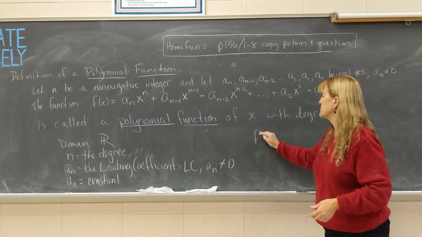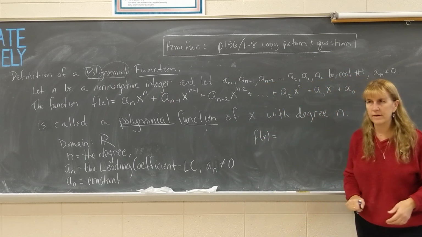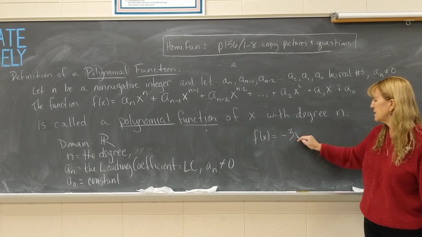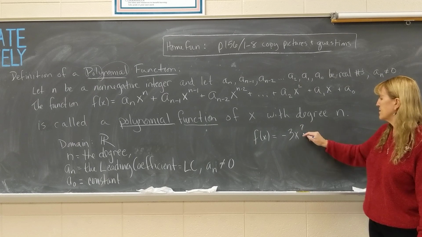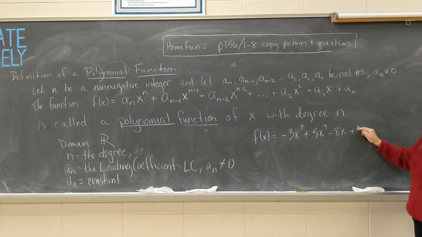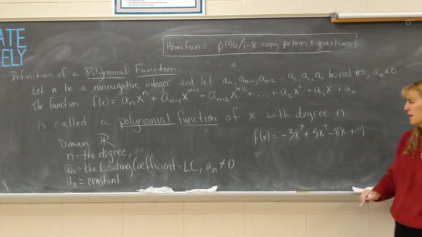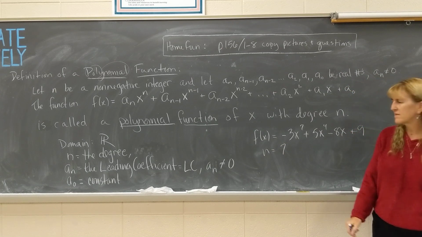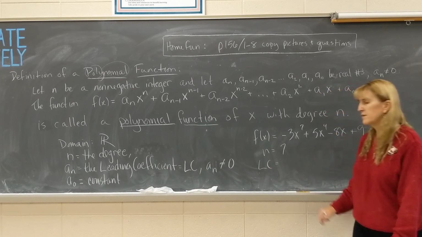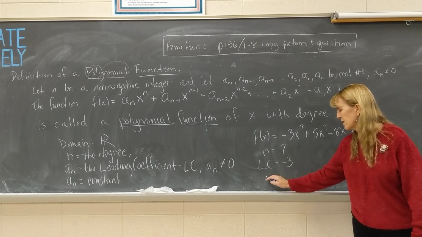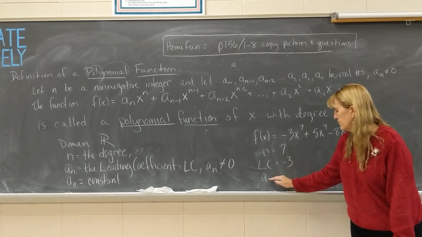Let me just give you one function, and let me ask you a bunch of things about it with the terminology here. So I'm going to say negative 3x to the 7th plus 5x to the 4th minus 8x plus 9. What is the degree of this polynomial function? 7. N is 7. Yeah, very good. What is the leading coefficient of this polynomial function? Negative 3.